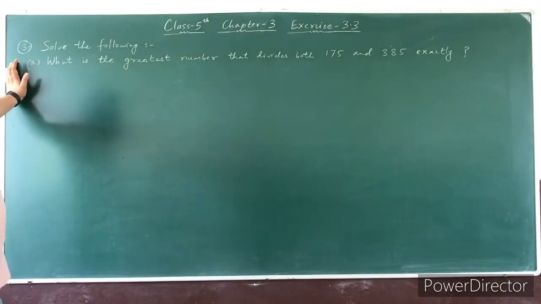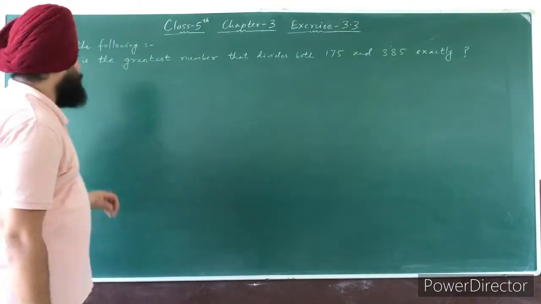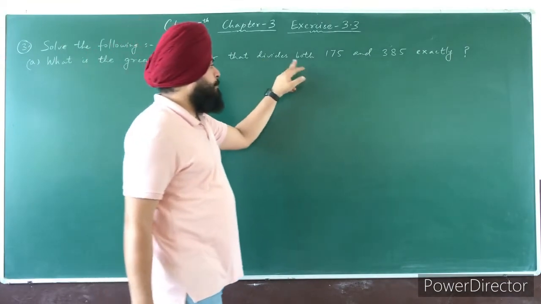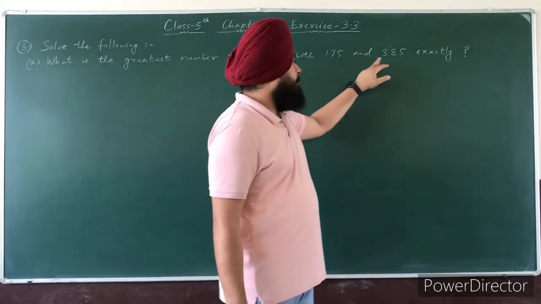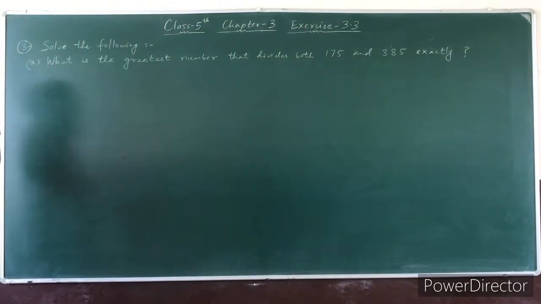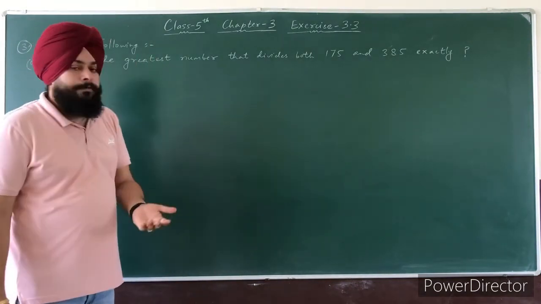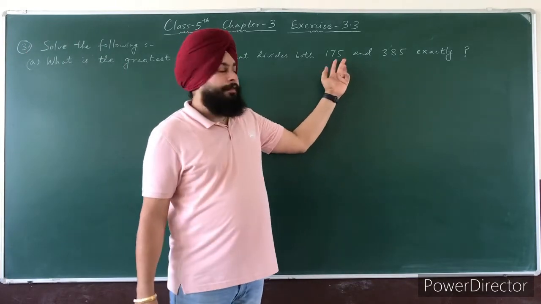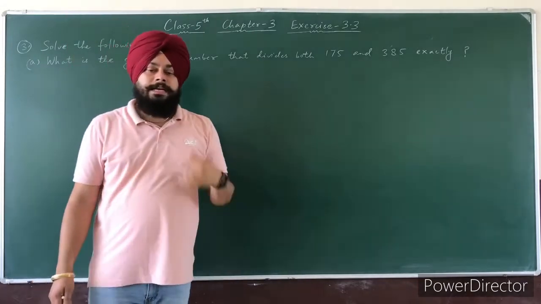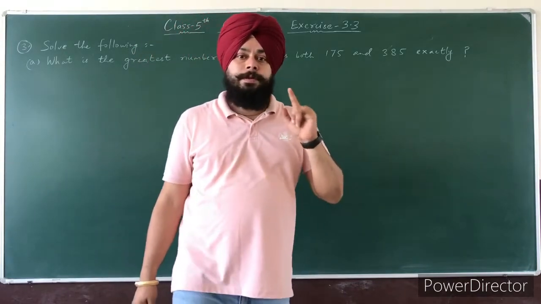Now the next, this is your question number 3. So this is the word problem sum based on HCF. So let us see the first, A part of the 3rd question. What is the greatest number that divides both 175 and 385 exactly? So what are they asking in the question? We have to find the greatest number. Greatest means largest. आपने सबसे लार्जेस्ट नंबर फाइंड करना है जो 175 और 385 को एग्जैक्टली क्या करेगा? डिवाइड करेगा. एग्जैक्टली डिवाइड मींस जब आप उस नंबर से डिवाइड करोगे तो रिमाइंडर कितना आएगा? 0. The remainder should be 0 here.